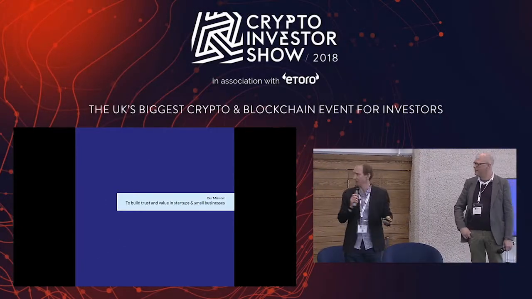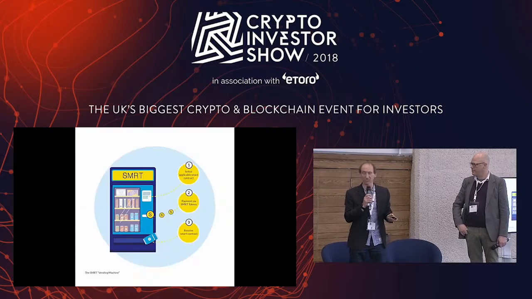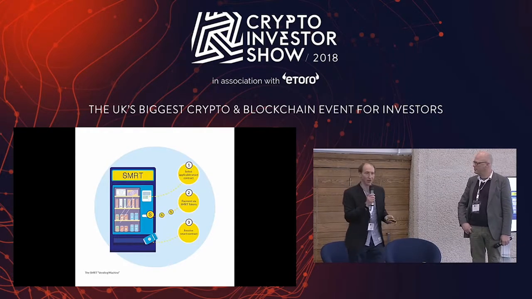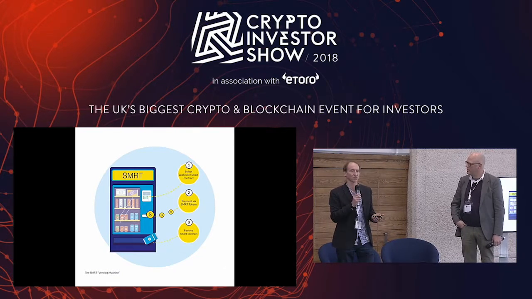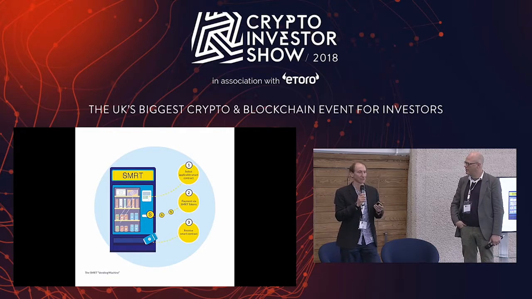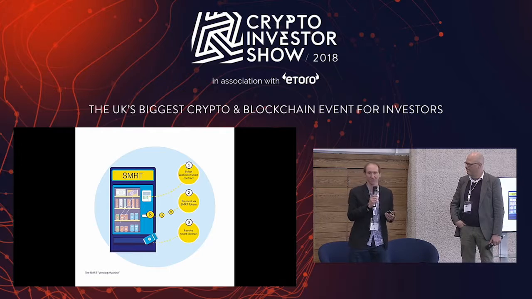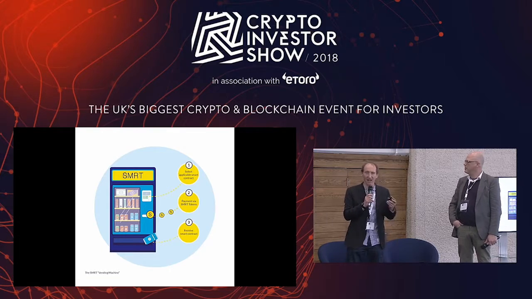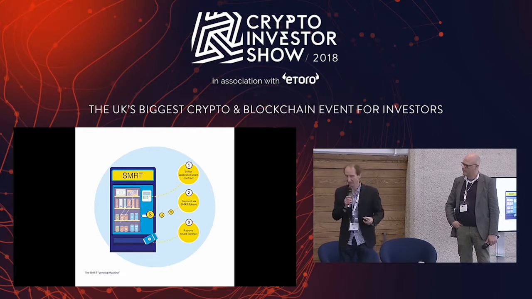So first of all, we're working in the space of startups and small businesses. And the whole concept of what we're doing, and I'm going to run through this quite quickly, is to produce smart contracts between different parties in business when you're starting a business or you're trading in the early stage of a business. And we're visualizing this in the way of a vending machine.